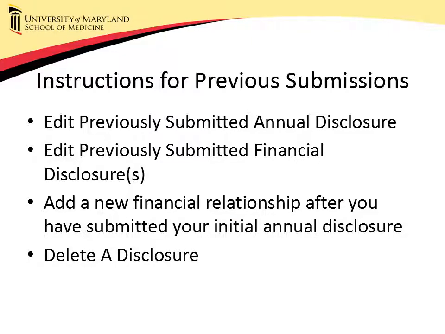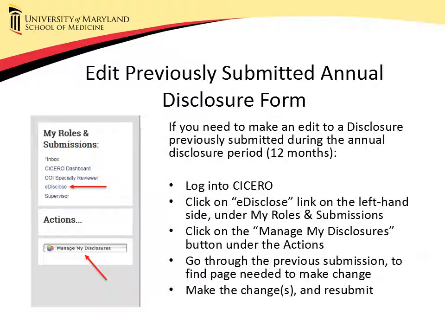The next 4 slides will assist you with making edits to previous submissions after you have submitted your initial annual disclosure. If you need to edit a disclosure previously submitted within the annual disclosure period, log into Cicero, click on eDisclose, click on Manage My Disclosures, go through the previous submission to find the page in which you need to make the change, and then resubmit the disclosure.